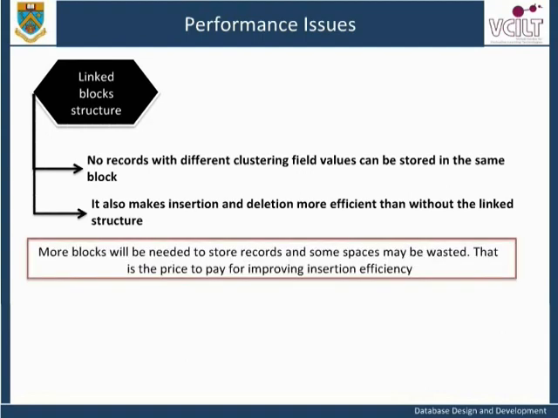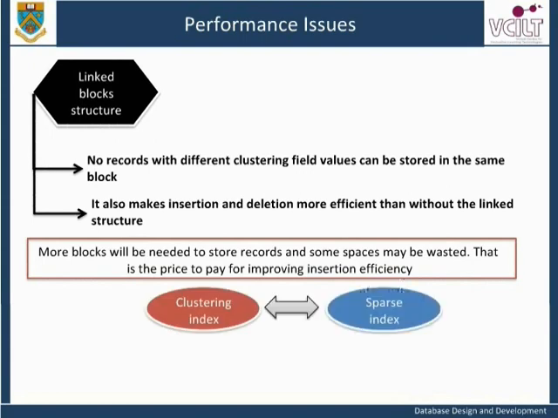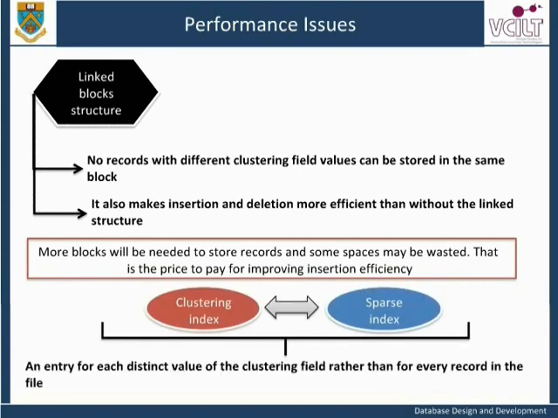More blocks will be needed to store records, and some space may be wasted. That is the price to pay for improving insertion efficiency. Figure 7.4 explains the scheme. A clustering index is another type of sparse index, because it has an entry for each distinct value of the clustering field rather than for every record in the file.